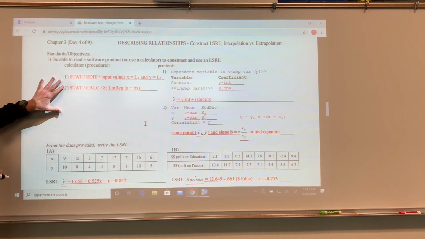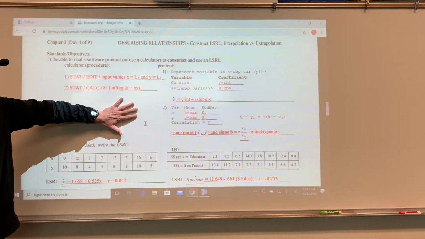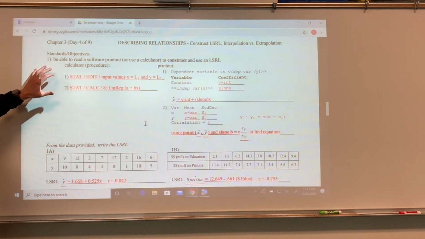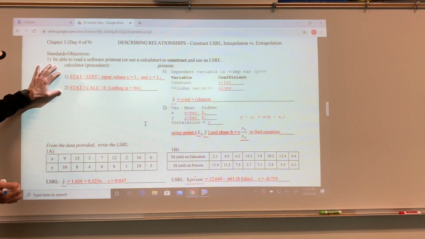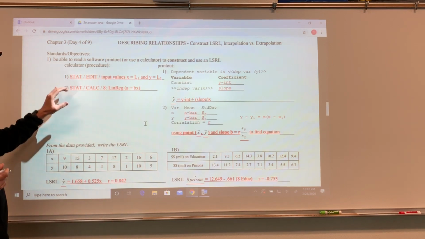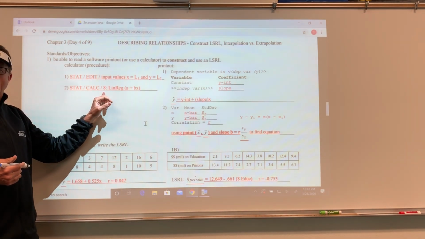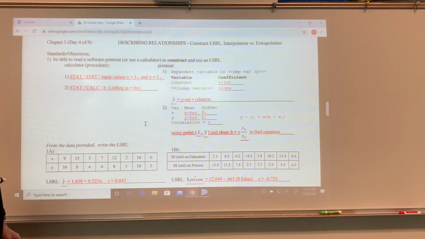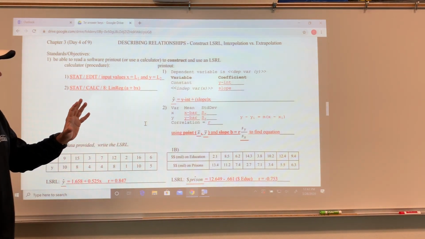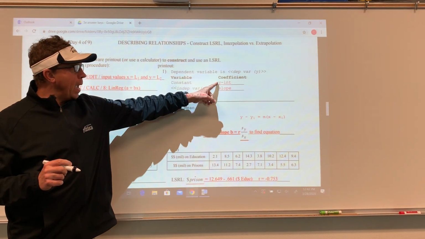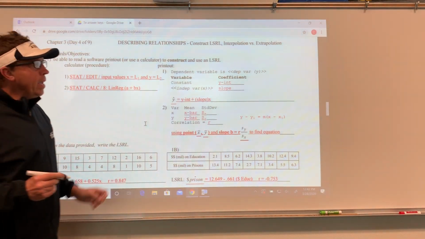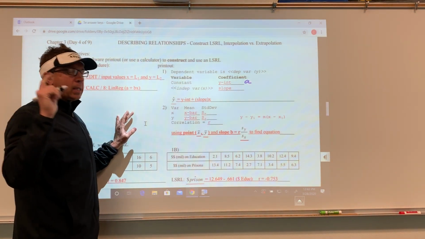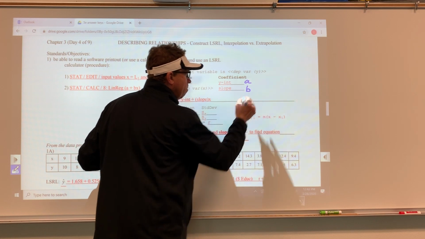Okay, so this right here, you should pause the video and go ahead and write this down. This is the procedure for how to calculate this in your calculator. We're going to use StatCalc 8 on the calculator, and I'll be showing you all of that, okay? And then if it's on a chart, they list the Y-Intercept, and the Y-Intercept in stats is called A, and the slope in statistics is called B.